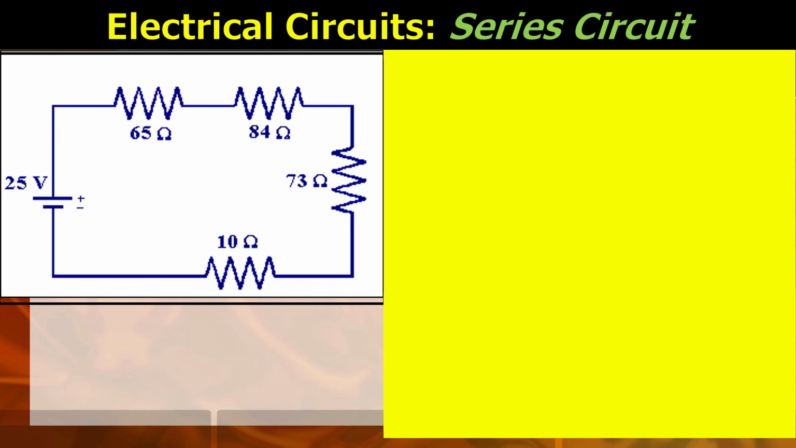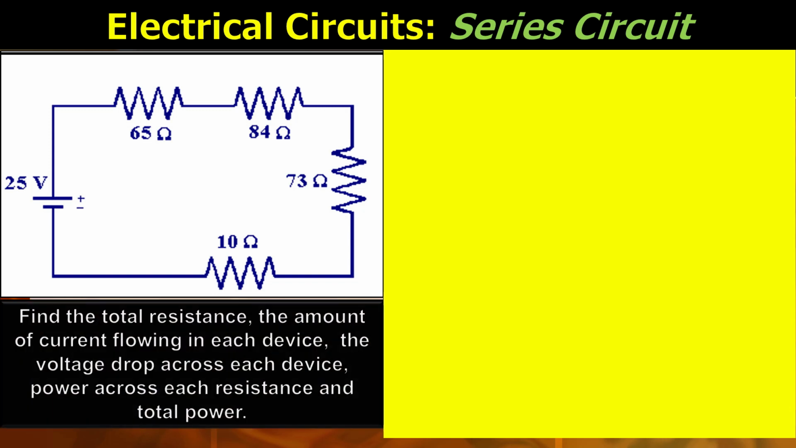So let's have an example for a series circuit. I have here the schematic diagram of four resistors connected to a 25 volt battery. Let's try to find the total resistance, the amount of current flowing in each device, the voltage drop across each device, and the power across each resistance and the total power.